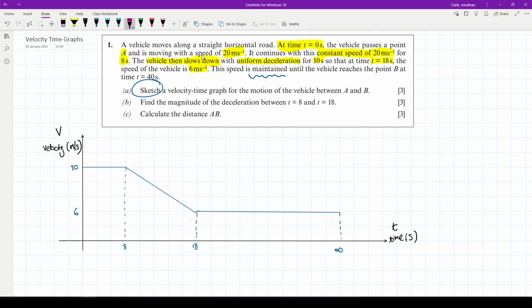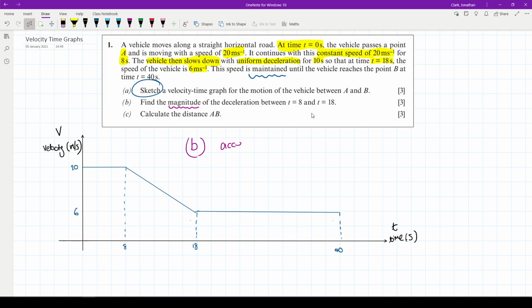Now, with regards to the other parts, in part B, we need to find the magnitude of the deceleration. So basically, the rate of deceleration. The magnitude just means the size of it. So we don't have to worry about that. We can ignore the fact it's decelerating. Actually, we don't have to include the minus that we would get from it slowing down.